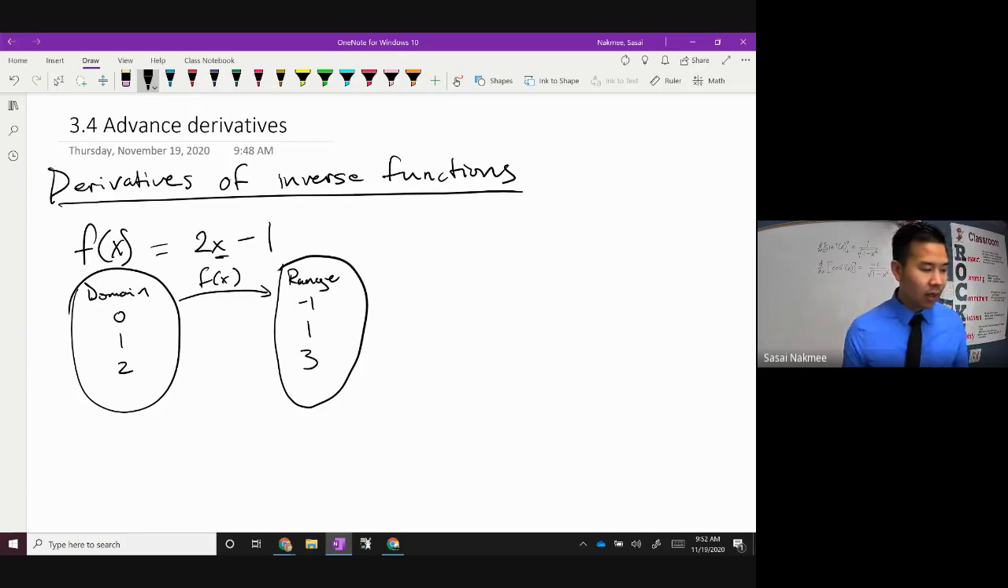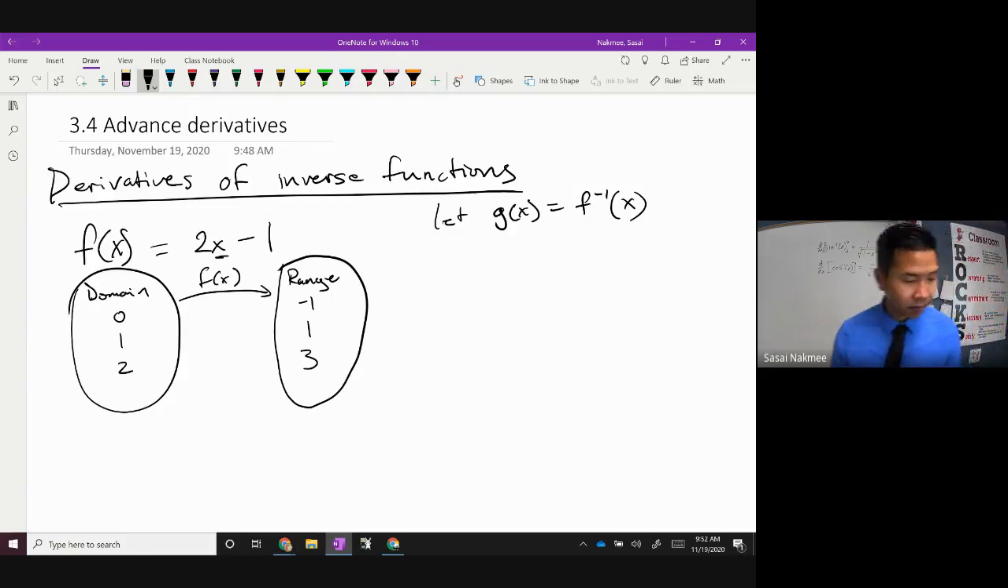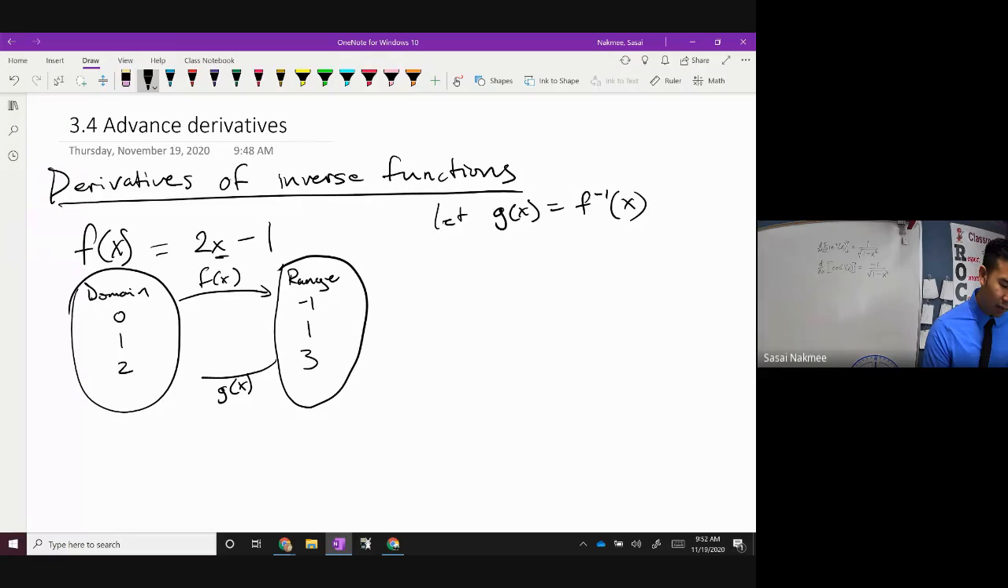Okay? An inverse function, let's let g of x be equal to the inverse function of f of x. It takes everything from the range and spits it back to the domain.